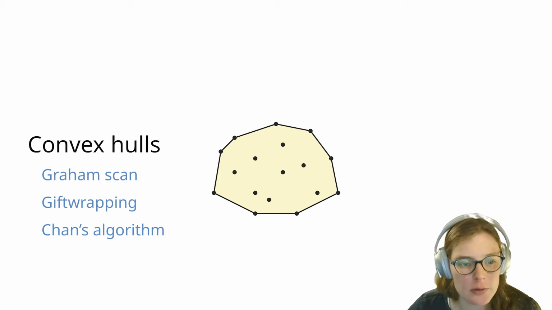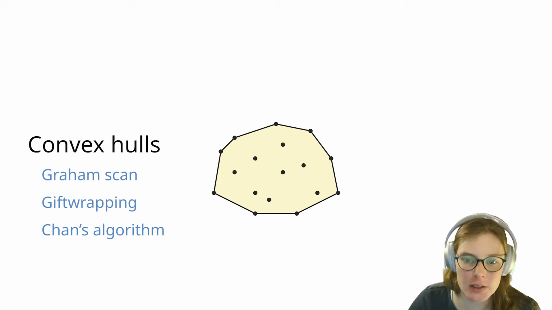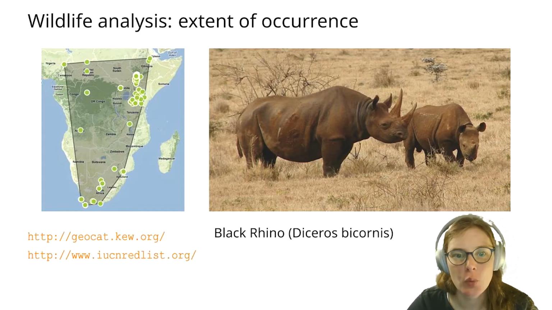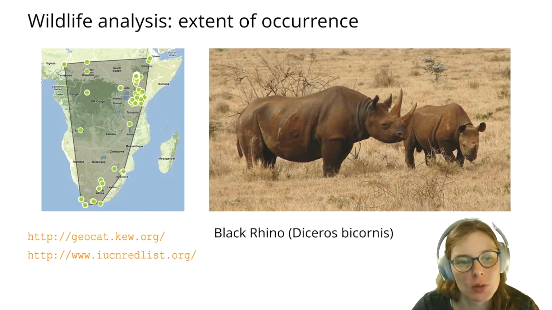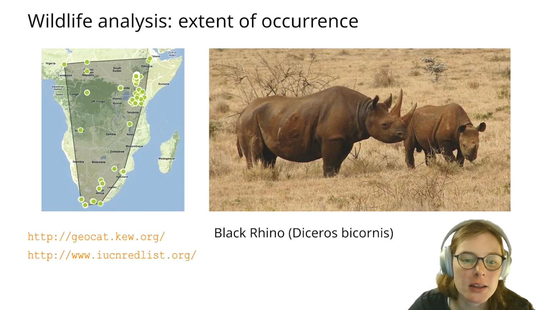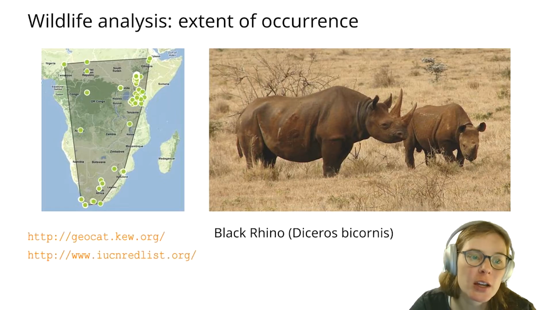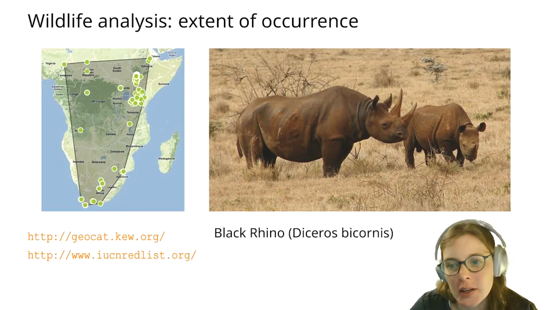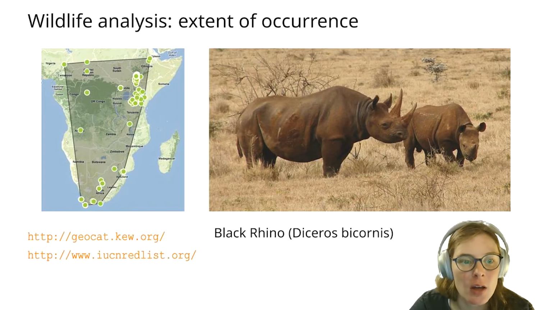The topic of this first lecture is convex hull. Let's start with an example of an application where we may need a convex hull. Let's say that you work with a group of biologists who study certain animals, for example, black rhinos. And these biologists would like to know the area of habitat of these animals and the extension of this habitat.